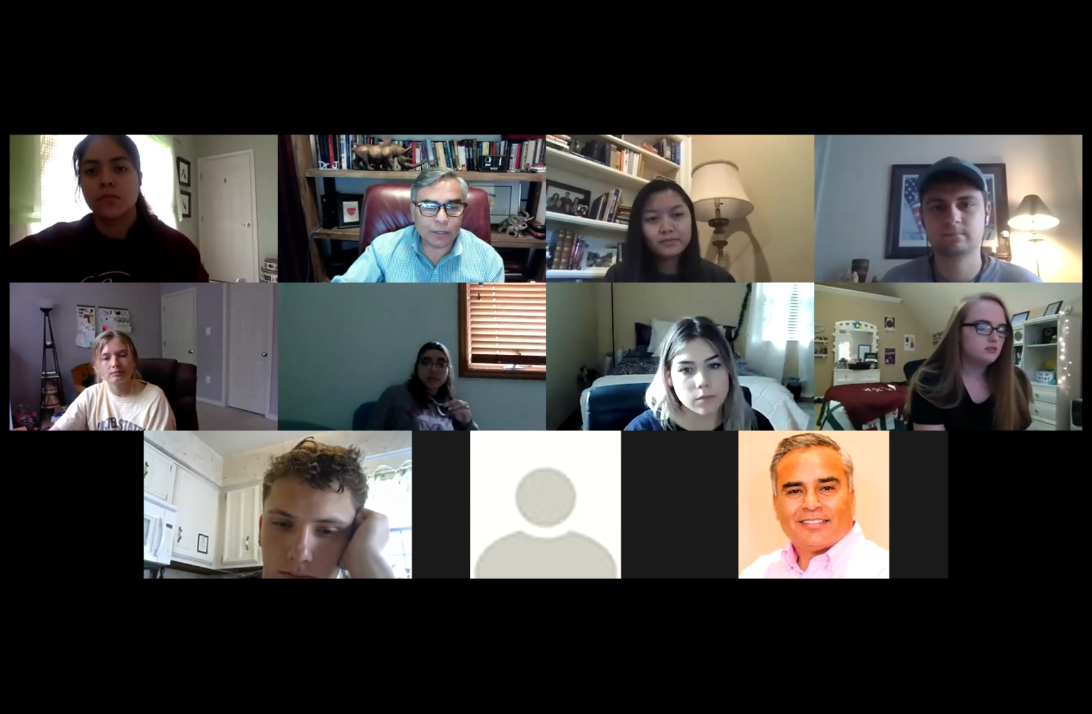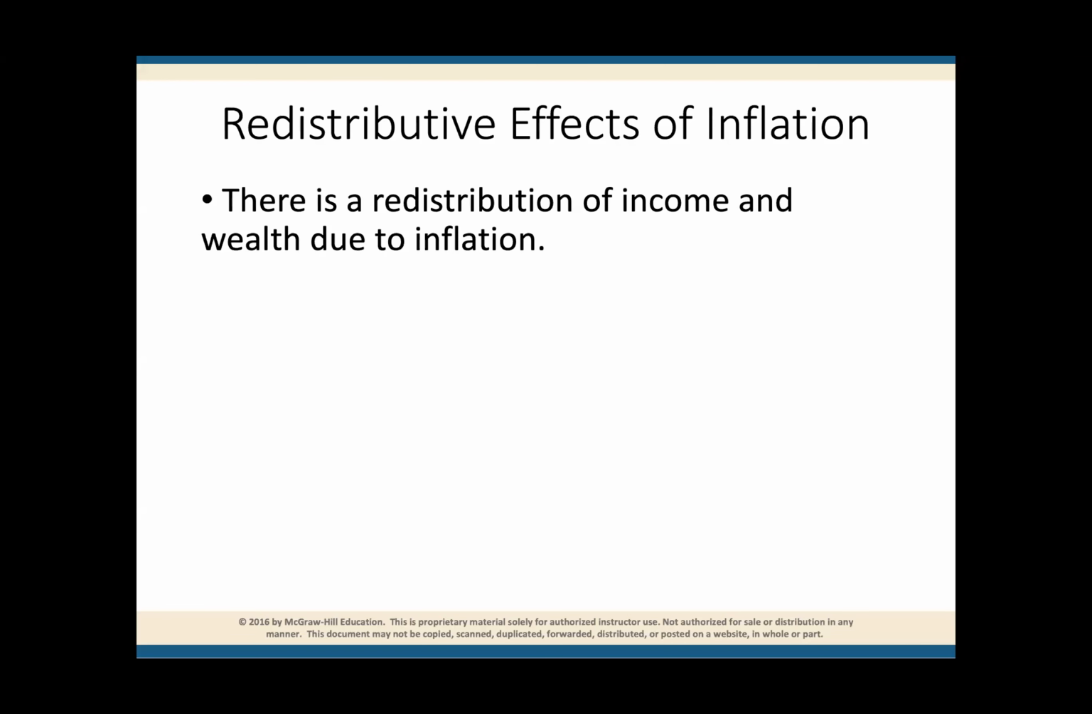Okay, so let's continue here with the impacts of inflation. One of the effects of inflation is that it makes a redistribution of income and wealth, which simply means that inflation makes some people's income go up and some people's income come down. Inflation makes some people's wealth go up and some people actually become poor. So there's a redistribution effect.